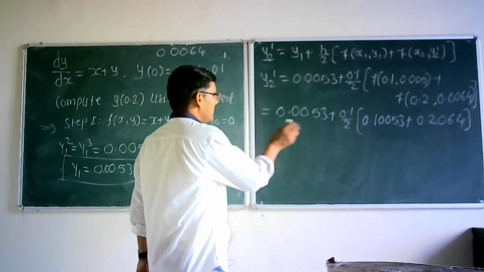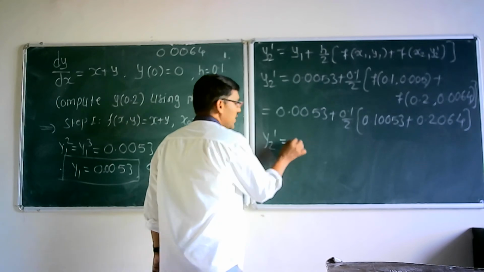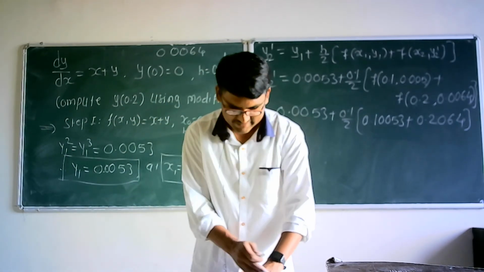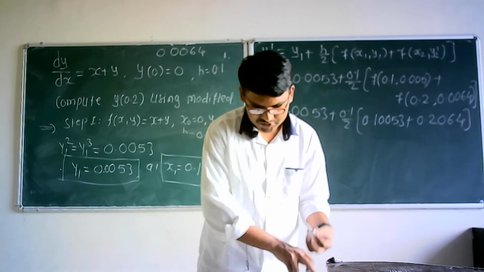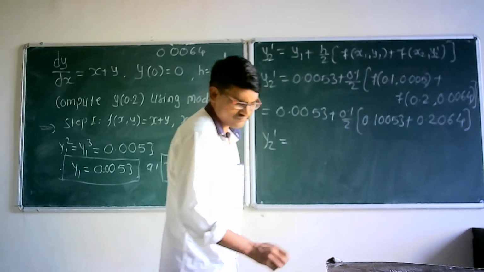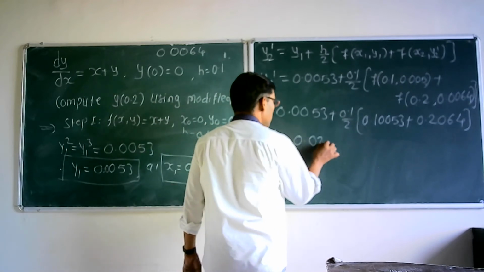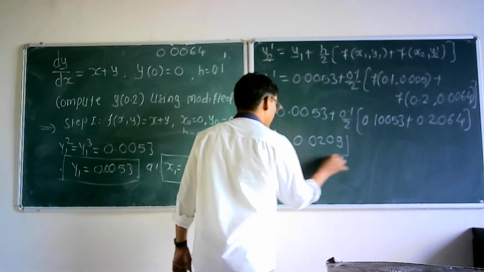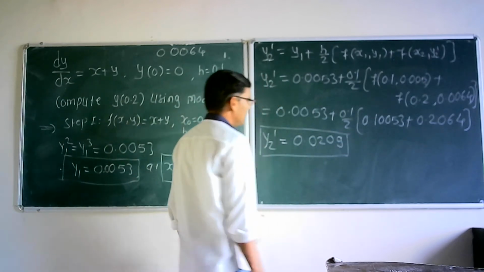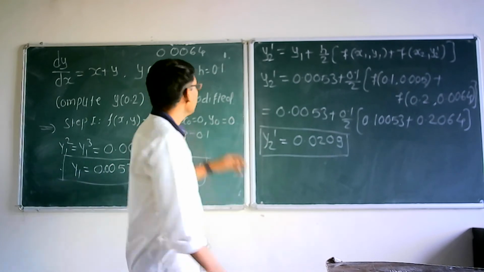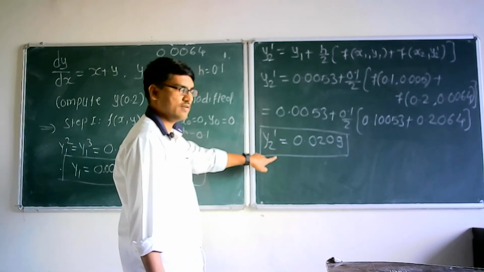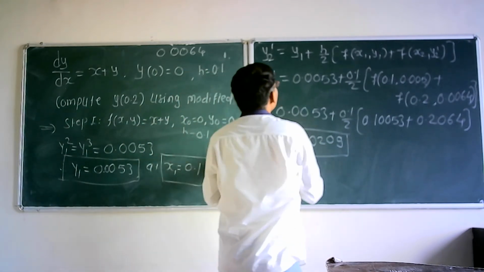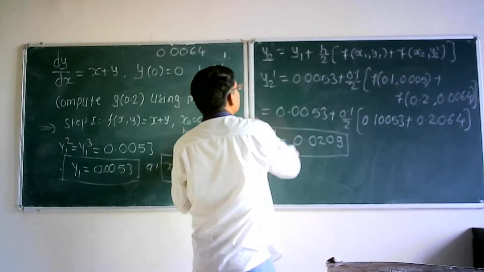So if you simplify all of this, you will get y21 is equal to 0.0209. So this is the answer obtained by using the modified Euler method. But again, there is a very large difference between y20 and y21. So we have to determine y22 also.